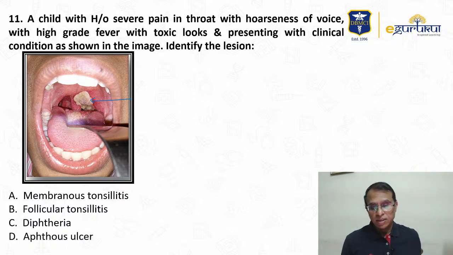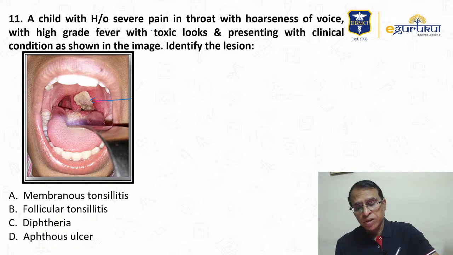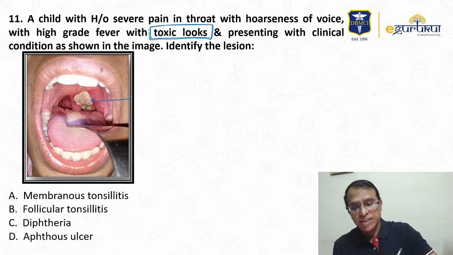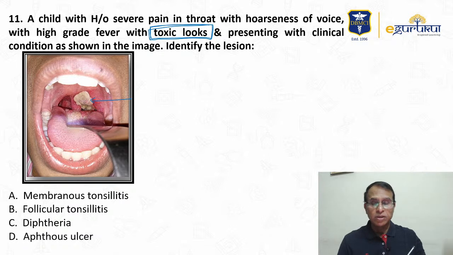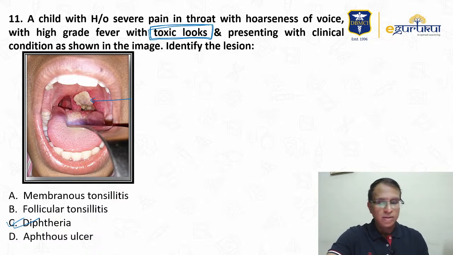Even if you cannot identify the image, the very important hint is the toxic look. If the patient has a toxic look, then you will have an infection which produces toxins, and diphtheria is the only important major pathogen that produces toxins. The rest of them do not produce toxin, and the child does not have a toxic, very sick look. So this is clearly diphtheria. Yes, everybody got it right.